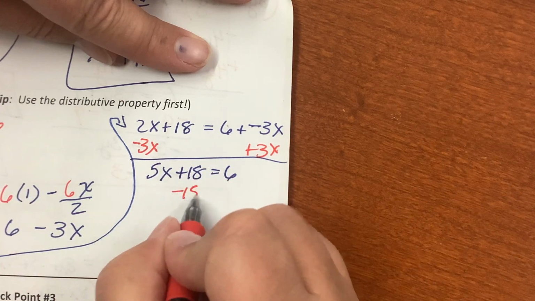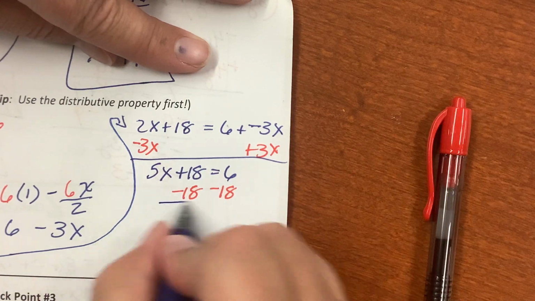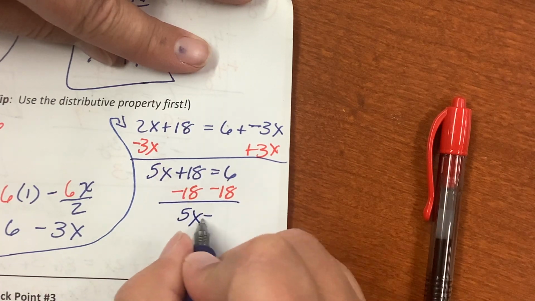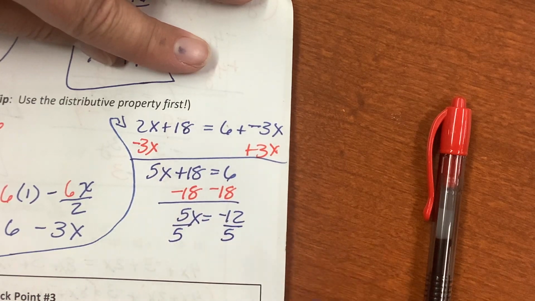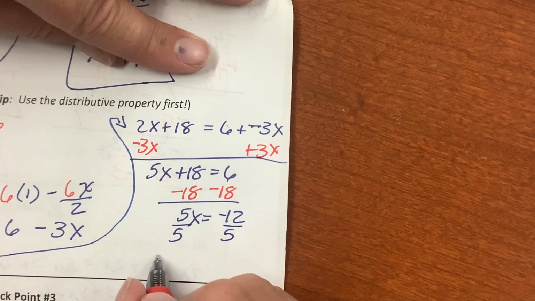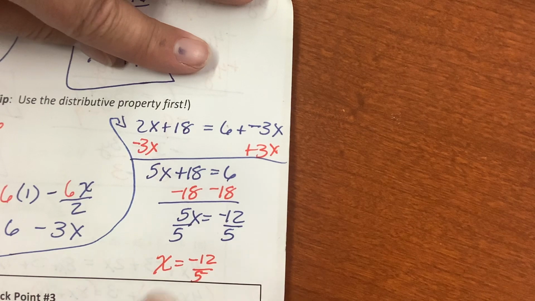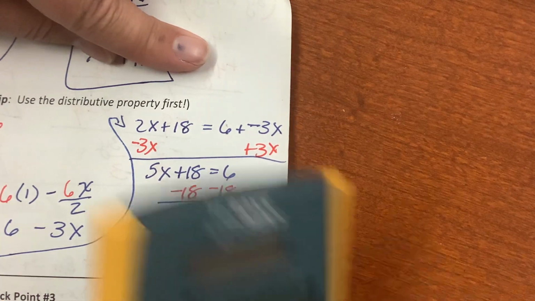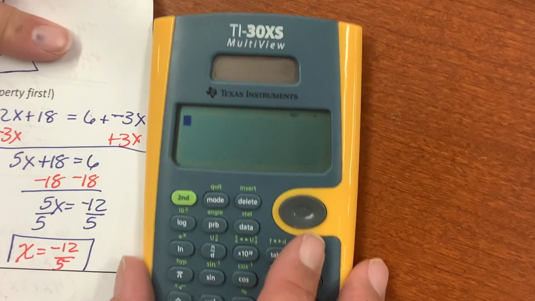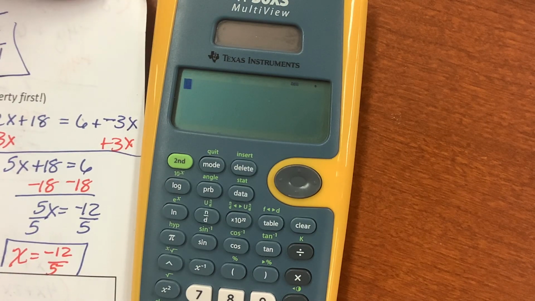Subtract 18 from both sides. And 5x equals negative 12. Divide by 5. And x equals negative 12 over 5. Or you could have x equals 2 and 2/5. It's fine. We'll do it this way. Because this is a lot going on here. And I definitely want to check things that have a lot going on.